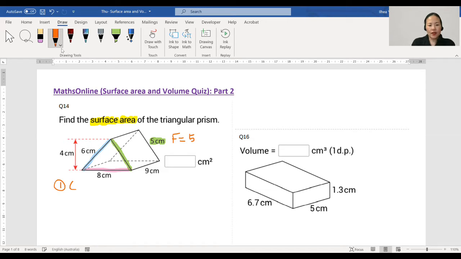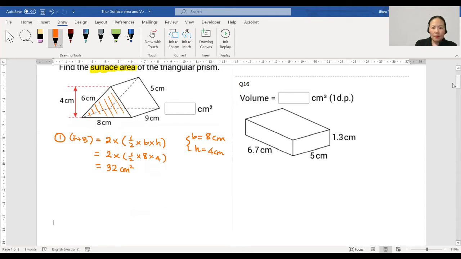First, I'll do the front and the back, which is a triangle. There are 2 triangles, but they're the same. 2 triangles, right? So it'll be half times base times height. Now, what is my base? What is my height for this triangle? Kirsty, what is my base? What is my height for this triangle? Base is 8 centimeters. Yeah. And the height? 4 centimeters. Excellent. Good job. So it'll be half times 8 times 4. I will get 32 square centimeters. Okay, so that was the front and the back area.